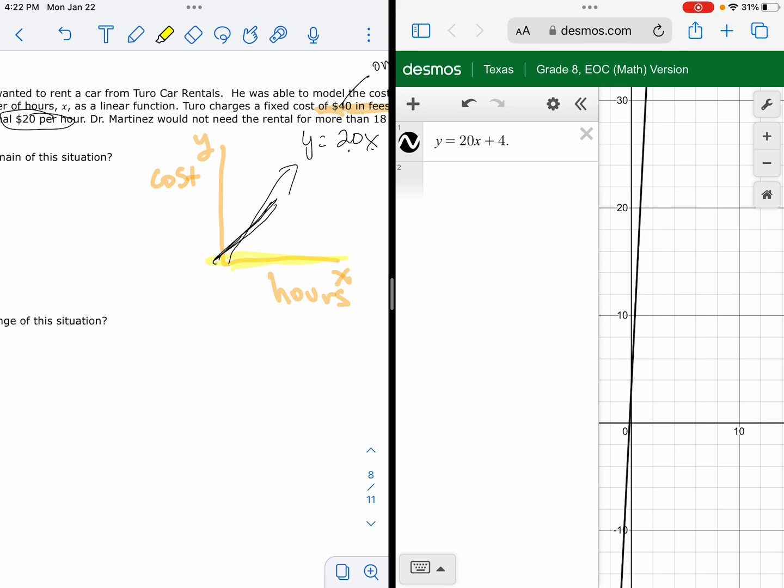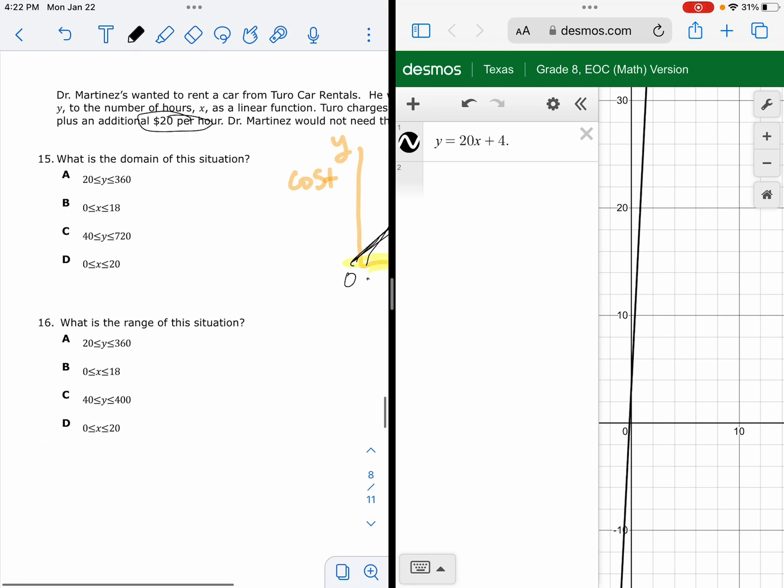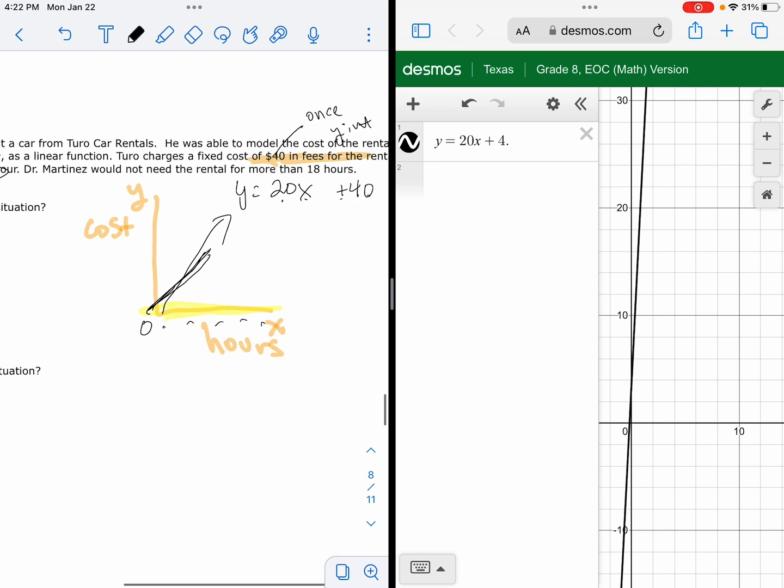So what's the least amount of time that I could rent a car? I could rent from 0 on up to however long. So anything above 0 would be my domain. I don't have to rent it at all. And does it give me a limit? Does it tell me he would not need the rental for more than 18 hours? So 18 is going to be his cutoff point.